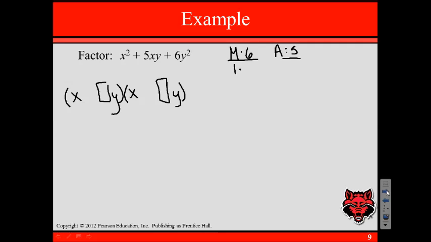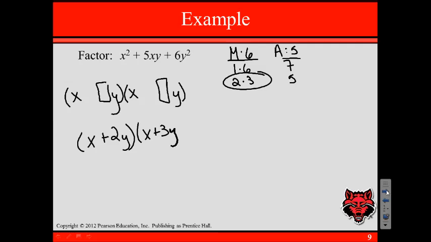As we go through the factors of 6, 1 times 6 is 6, 1 plus 6 is 7. 2 times 3 is 6, and 2 plus 3 is 5. So 2 and 3 are exactly the numbers we want. So we use those numbers to fill in the blanks. I'll just rewrite it. x plus 2y and x plus 3y.